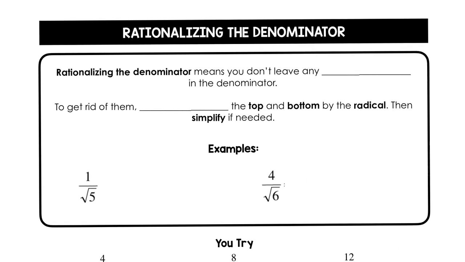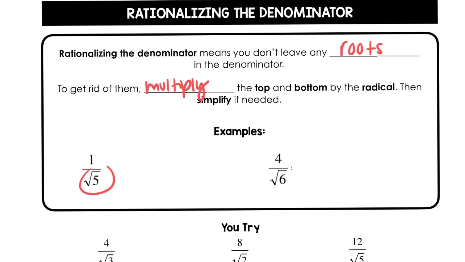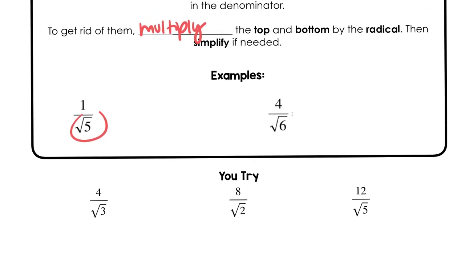Another important topic with roots is rationalizing the denominator. So rationalizing the denominator means that you can't leave any roots in the denominator. So the bottom of the fraction can't have a root in it. So to get rid of it, you multiply the top and the bottom by the radical, then simplify if needed. So here I'm going to multiply by root 5 over root 5. Anything over itself equals 1. So you're not actually changing what it equals, you're just changing how it looks.